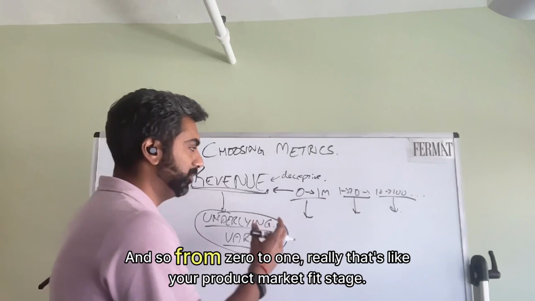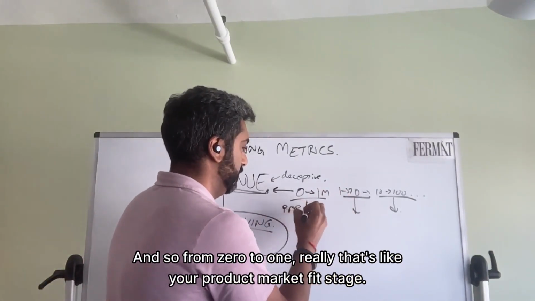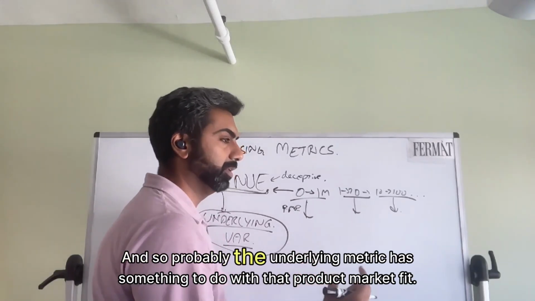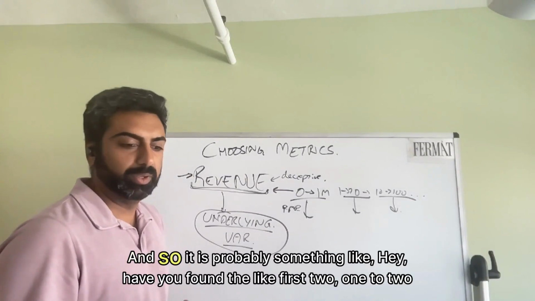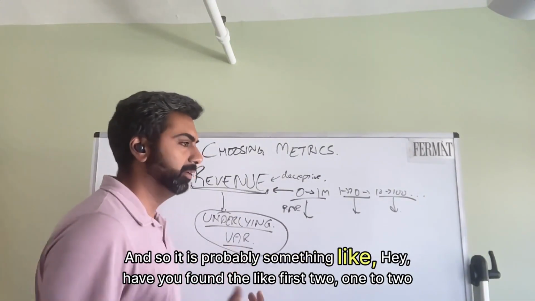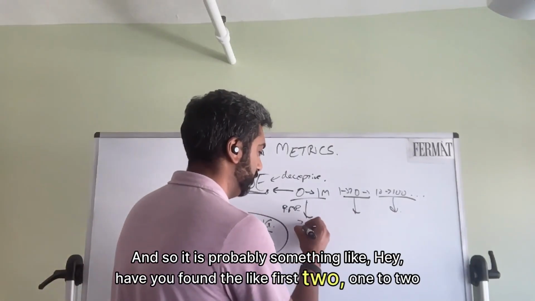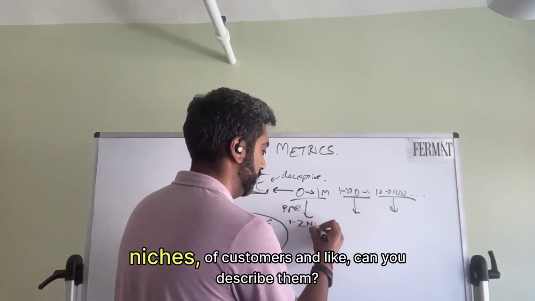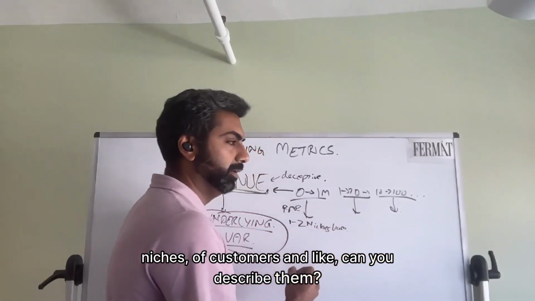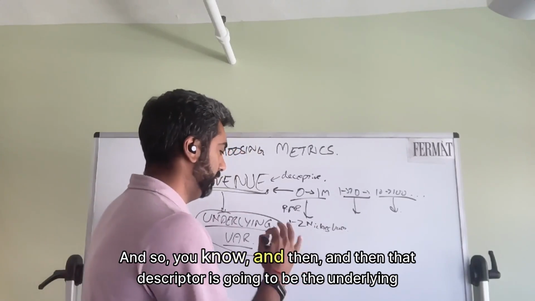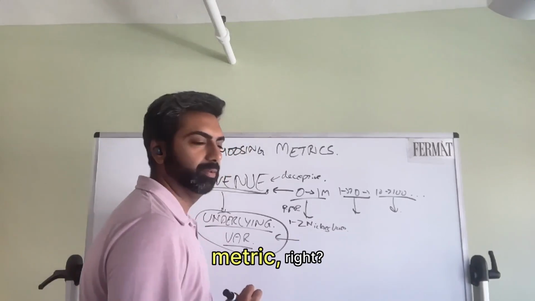And so from 0 to 1, really that's your product market fit stage. And so probably the underlying metric has something to do with that product market fit. So it is probably something like, hey, have you found the first one to two niches of customers, and can you describe them? And then that descriptor is going to be the underlying metric, right?